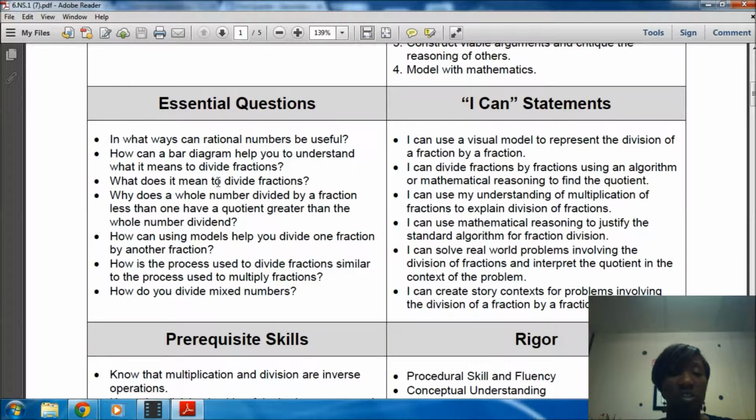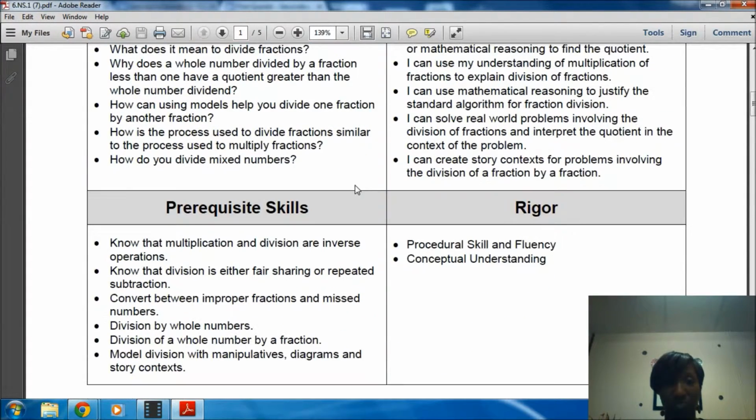The essential questions. This is a revamping of the I can statements. It is what you want the students to be able to answer at the end of a lesson. How can a bar diagram help you to understand what it means to divide fractions? And this essential question relates right back to the I can statement. Using a visual model to represent it, then they're able to understand what it means to divide fractions.